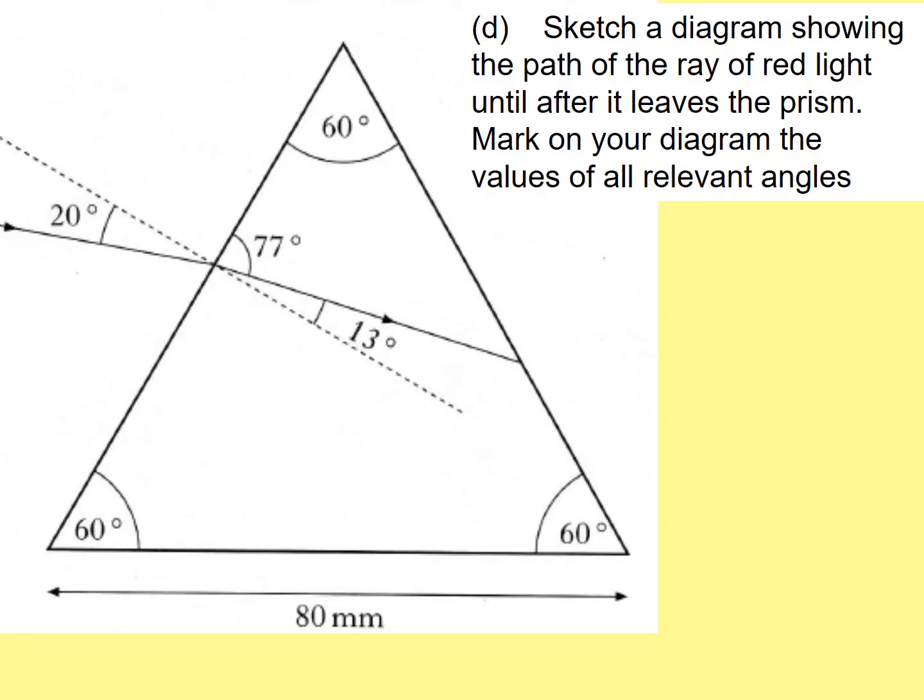We're then asked to sketch a diagram showing the path of the ray of red light after it leaves the prism, marking on the diagram the values of all relevant angles. So we need to identify the new angles of incidence when we're striking the surface at this side here. That will allow us to determine if the light is refracted out or totally internally reflected. If it's refracted out, we simply need to mark the angle of incidence and the angle of refraction. If it's totally internally reflected, we need to mark the angle of incidence, the reflected angle, and also find the path as it exits the block.